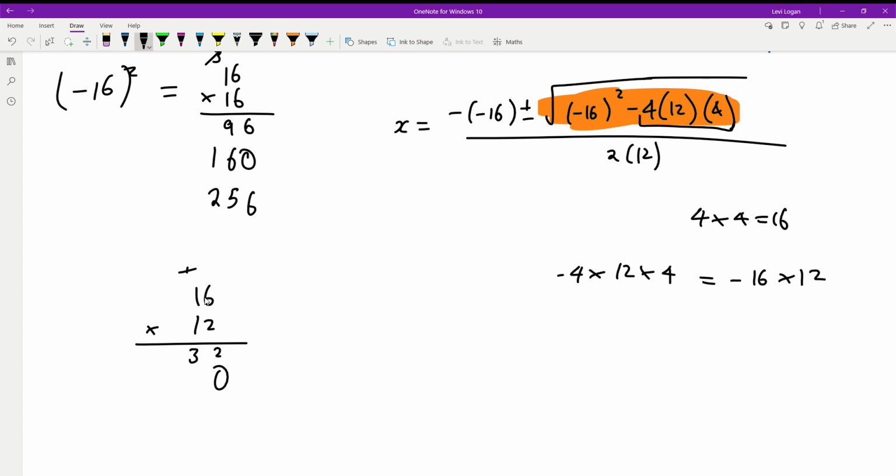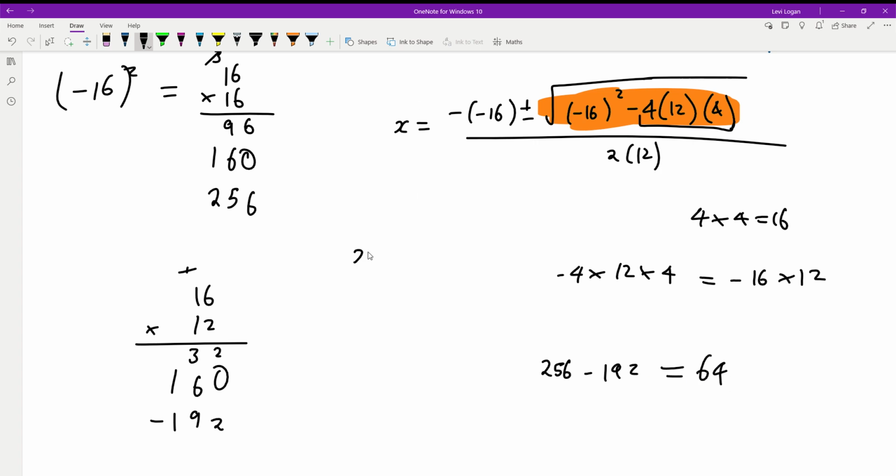Cross that out. 1 times 6 is 6, and then 1 times 1 is 1. So you get 2, and then you put a 9, and then you get 1, 9, and 2. But that's going to be negative because we have this negative in here. So what we have is 256 minus 192. So 256 minus 192 gives you 64, okay?